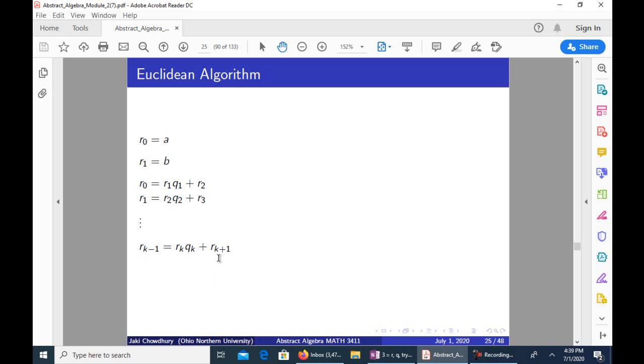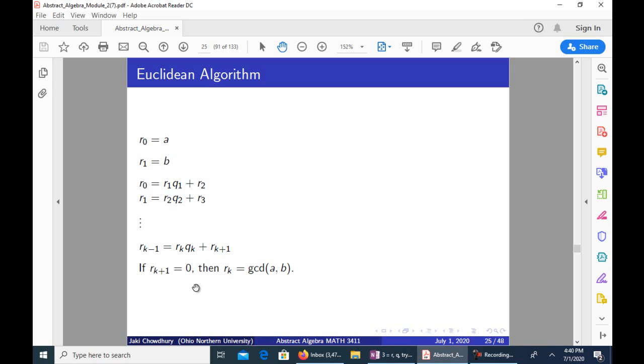And let's assume that the values of these r's, r1, r2, r3, and so on, are non-negative integers and they are strictly decreasing. So at some point, r_{k+1} must become 0. So let's say r_{k+1} is 0, and then what happens is that you can say that r_k is the GCD of A and B.